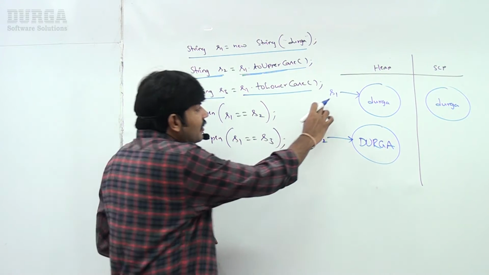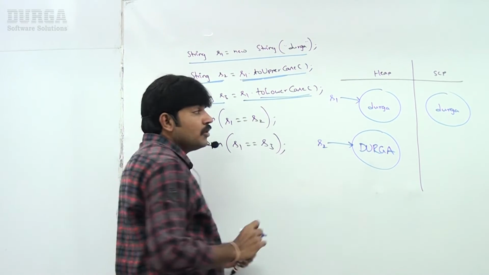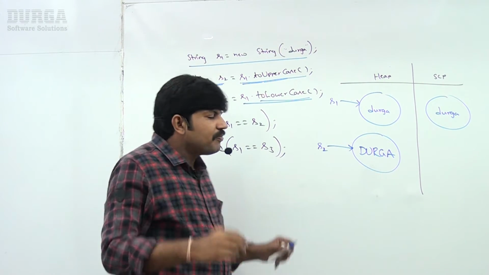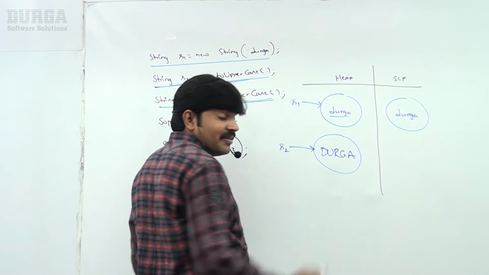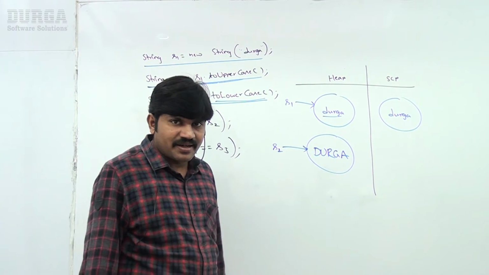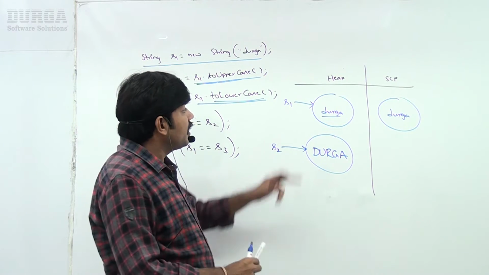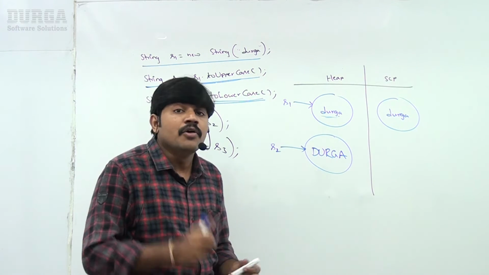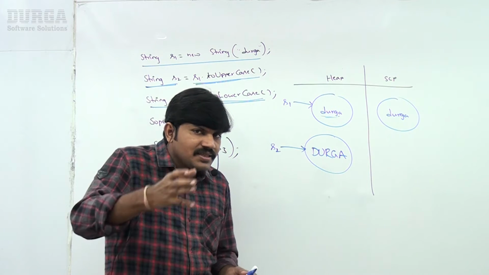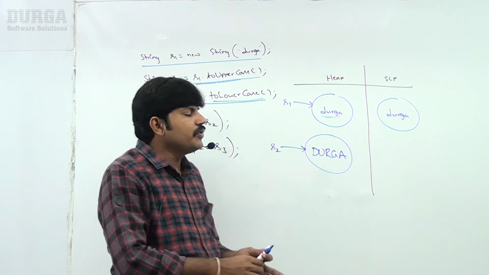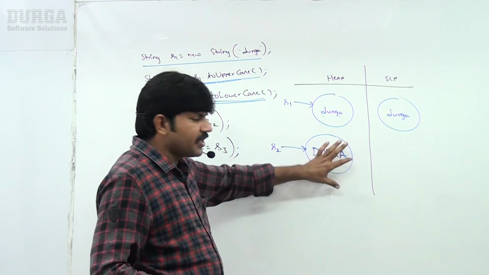Now on s1, I'm calling which method? The toLowerCase method. Sir, because of the toLowerCase method, is there any change in the content? Please respond. Is there any change in the content? No change in the content. If there is no change in the content, what is the need of creating a new object? So, if there is a change in the content, with those changes a new object will be created, sir.